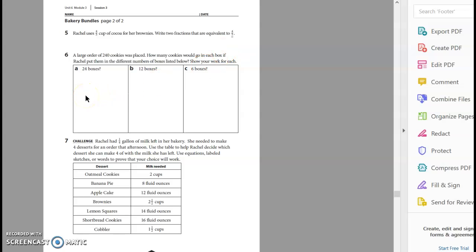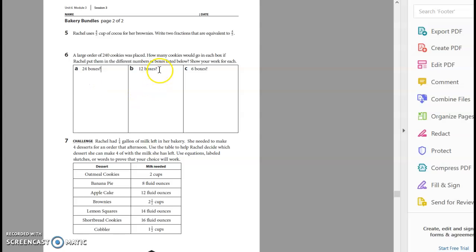Okay, number 6. A large order of 240 cookies was placed. How many cookies would go in a box if Rachel put them in the different numbers of boxes listed below? Show your work. So, if she had 24 boxes, how many cookies in each box? Okay, so you have to think of what type of problem this is. If I have the total number of cookies, 240, and if I have 24 in each group or each box, what type of problem is that? So how many cookies in each box if I had 24 boxes?